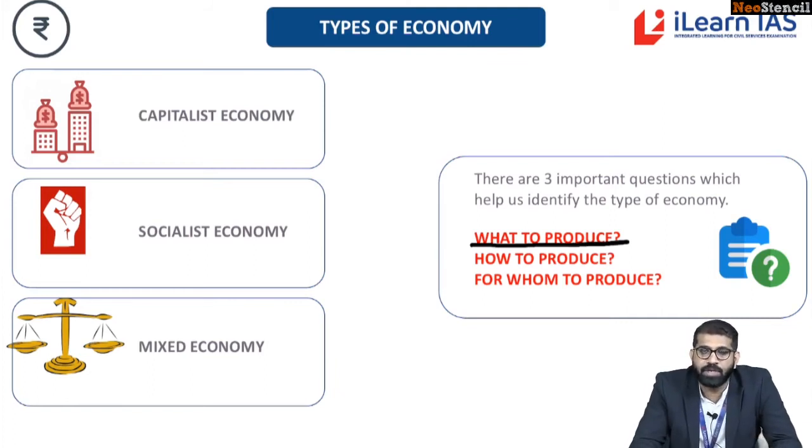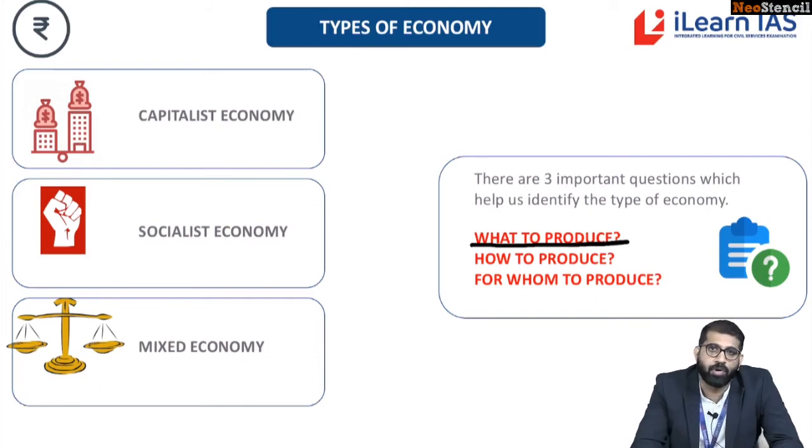And the third question is for whom to produce. Who is your target consumer? Is it the lower class or the weaker sections of the population, or is it the upper class or the richer sections of the population? So who are you targeting? Clear? So these are the three important questions that we have to ask in order to identify which type of economy we are referring to.